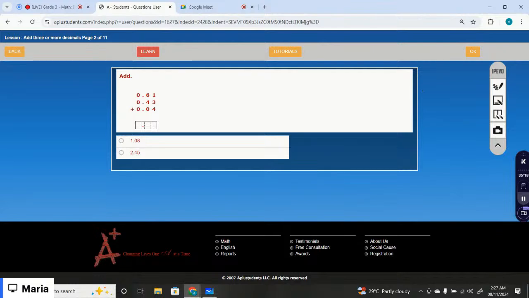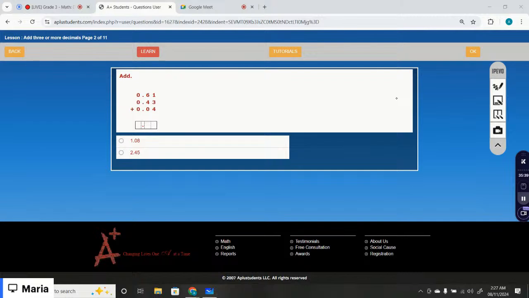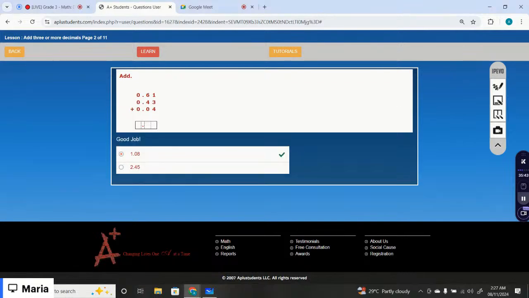That is 4, 5, 6, 7, and 1, 8. Let's just add, right? And then 6 plus 4 makes 10, right? 0 over here, and 1 would be at the ones digit. So that would be 1.08. Very good. The correct option is option number 1. That is 1.08.